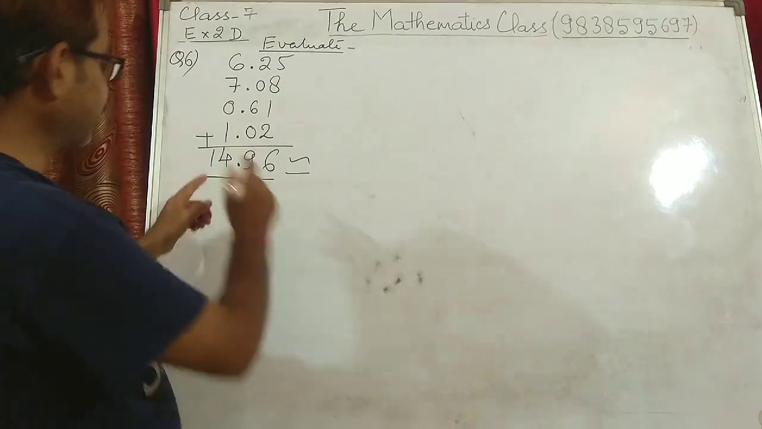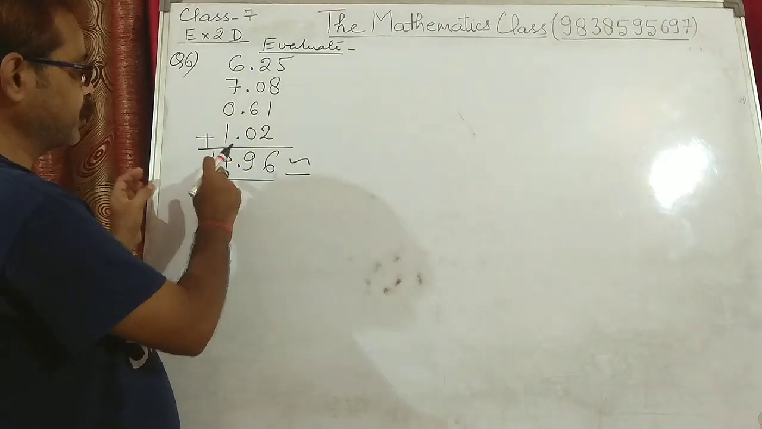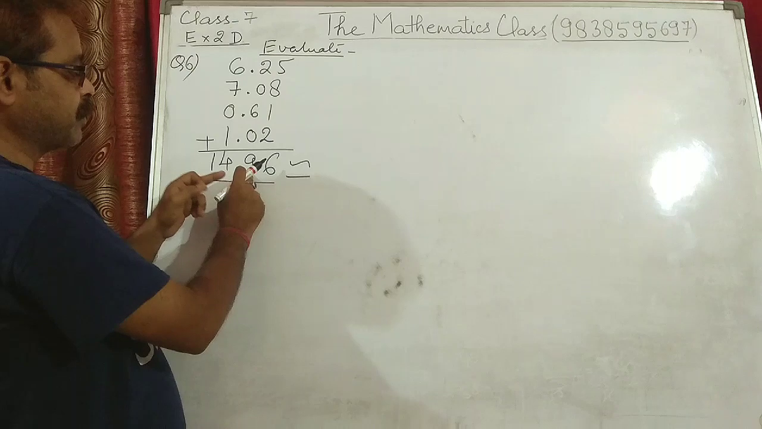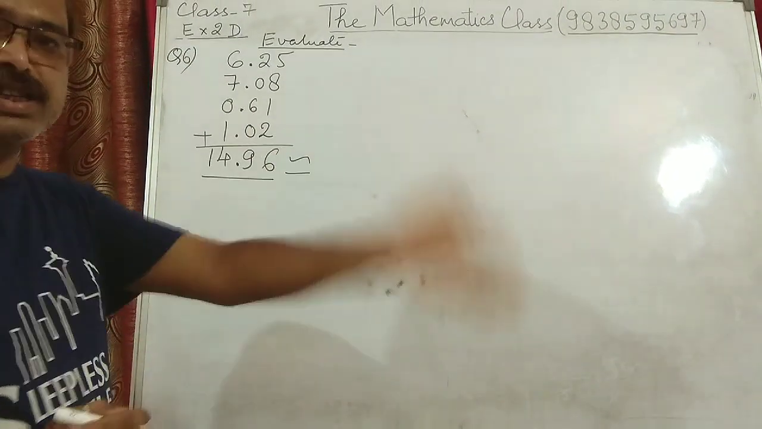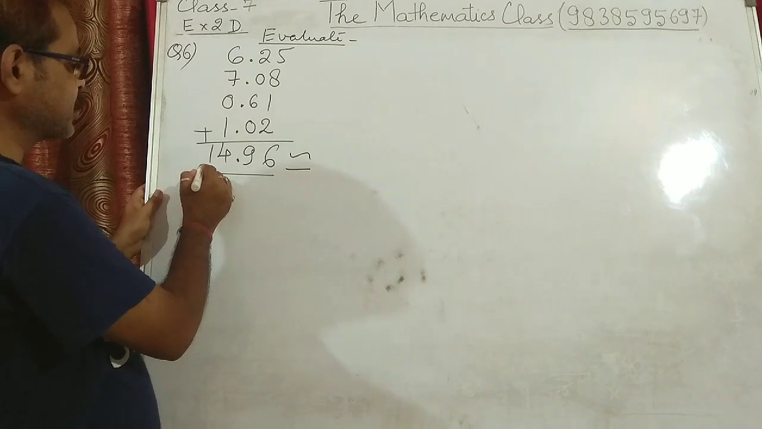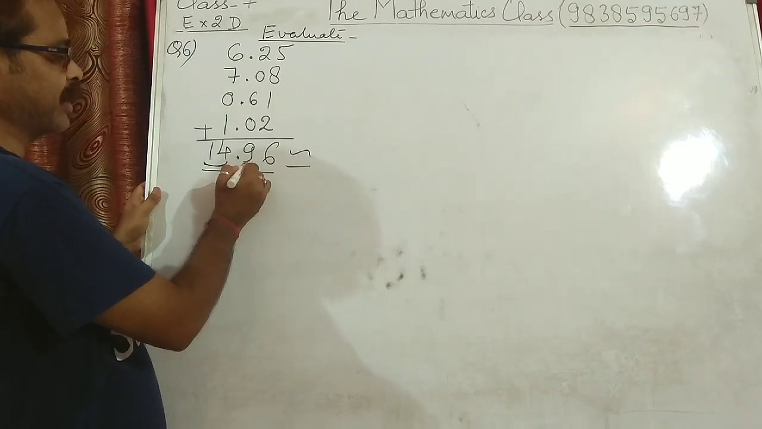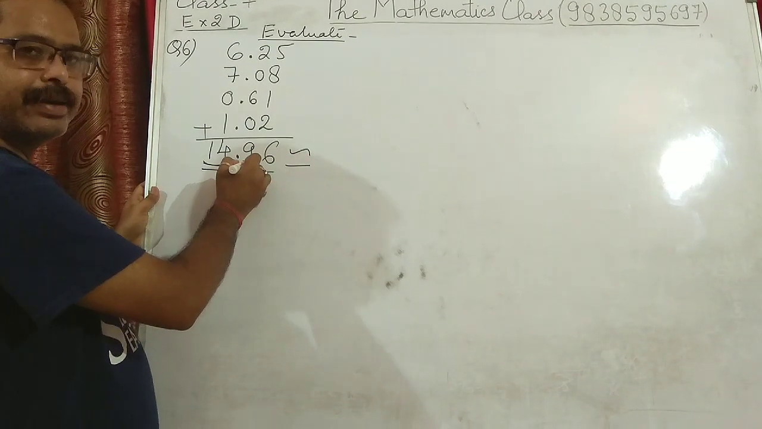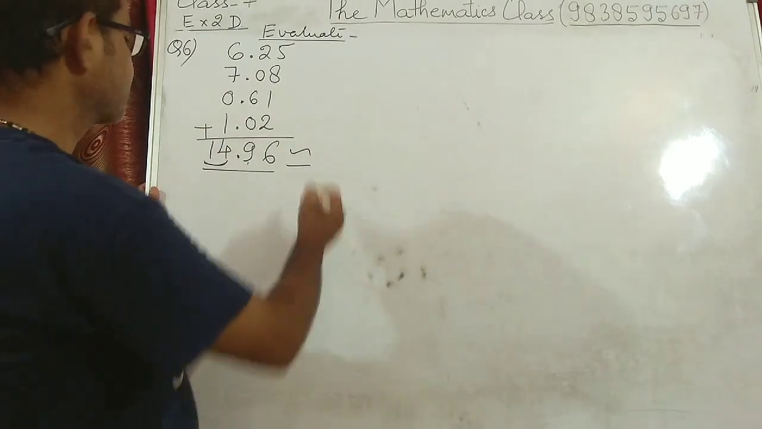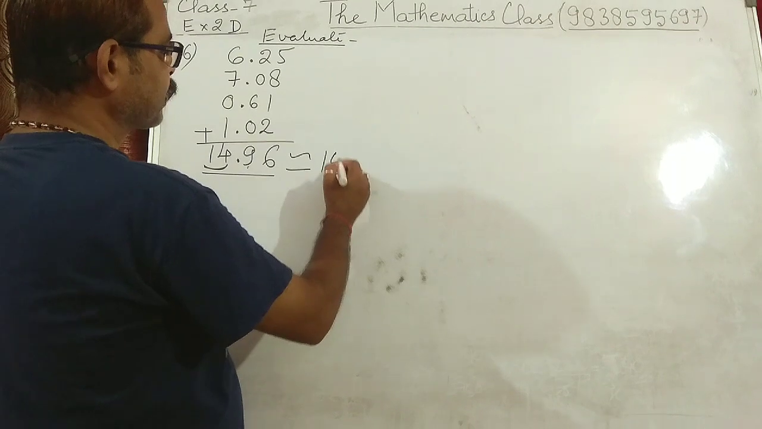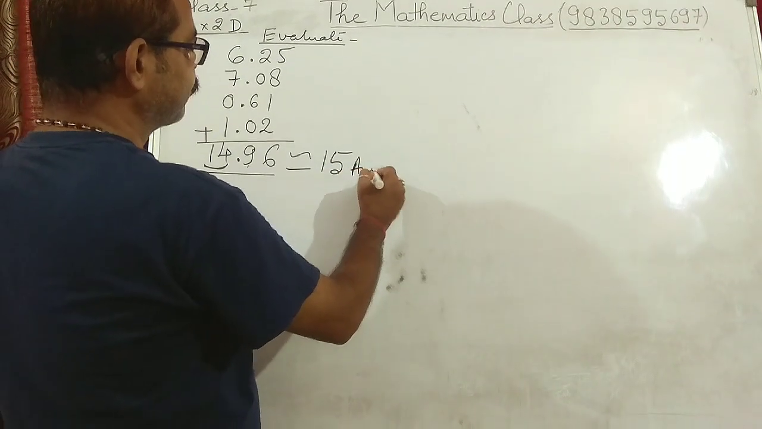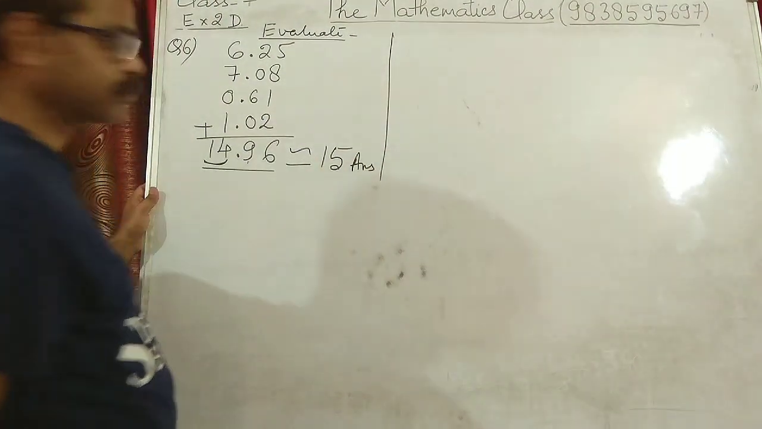So 14.9, what I said in the previous video, we look to the number which is to be found. We look to the next number of that. So the whole number is 14. So we will concentrate on 9. Since 9 is more than 5, we can say this can be approximated to 15. That is the final value.